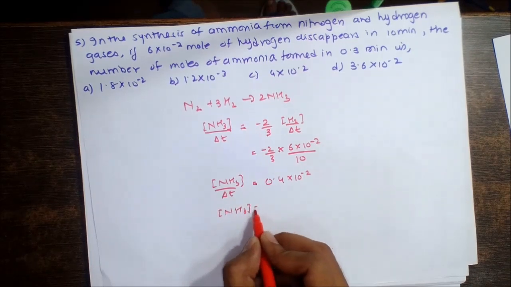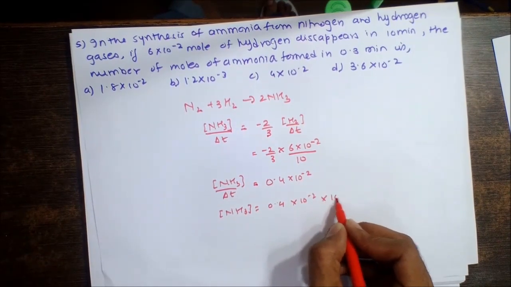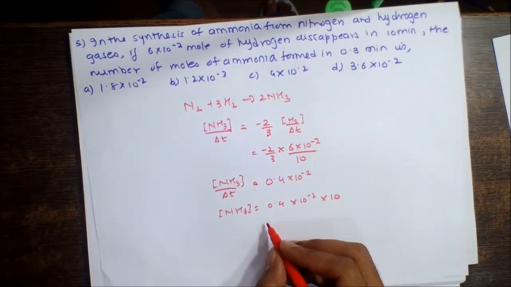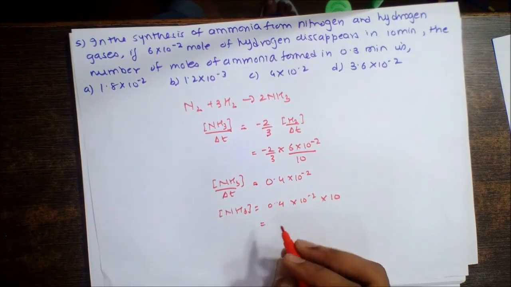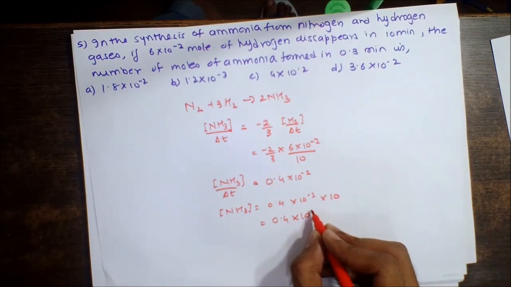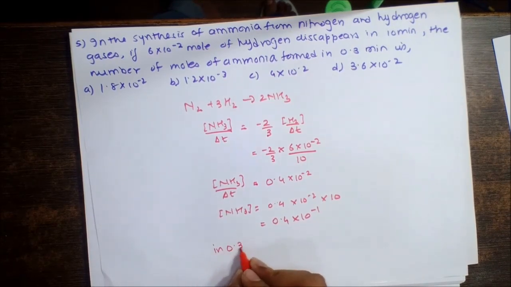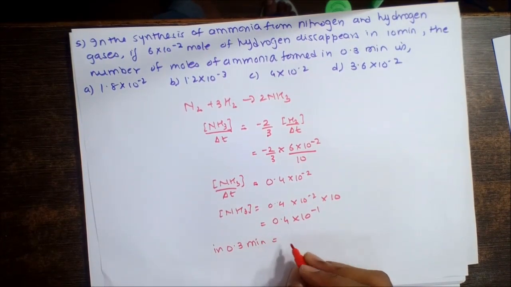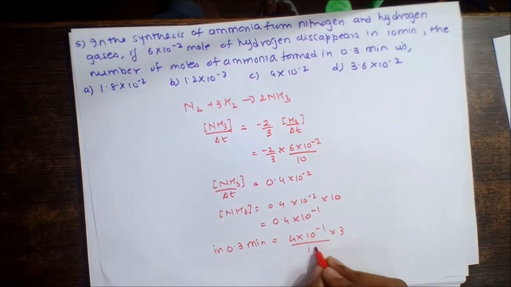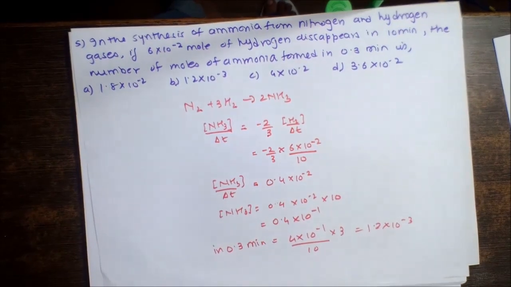Only concentration of NH3 would be equal to 0.4 into 10 raised to minus 2 into 10, as delta t is 10. So in 10 minutes, the number of moles would be 0.4 into 10 raised to minus 1. In 0.3 minutes, the number of moles would be 4 into 10 raised to minus 1 into 3 upon 10, which would be equal to 1.2 into 10 raised to minus 3.